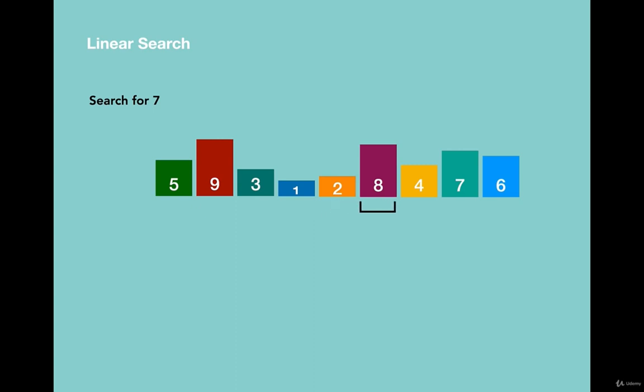So the next element is 8. Is it 7? It's no. Then we are continuing to the next element. In the next element we see that we have 4 over here. Is it the element that we are looking for? It's obviously no. Then we are checking for the next element. When we reach this 7, is this the element that we are looking for? The answer is yes. So this is the element that we are looking for. So it exists over here.